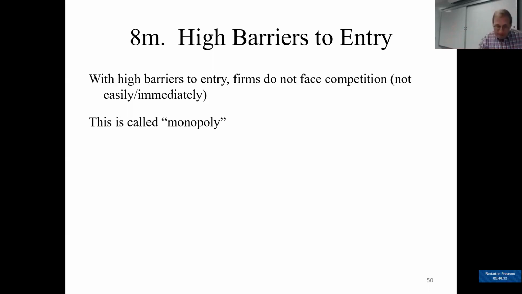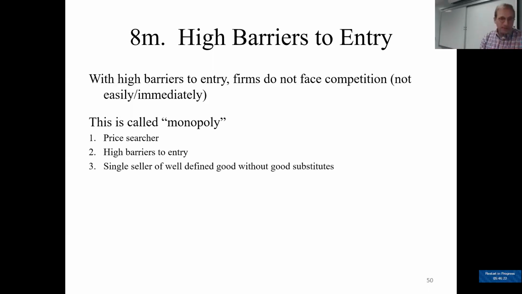So this is called a monopoly. A price searcher with high barriers to entry is called a monopoly. A single seller of a well-defined good without good substitutes, because if there are good substitutes, somebody else is going to produce it, or consumers are going to go away.